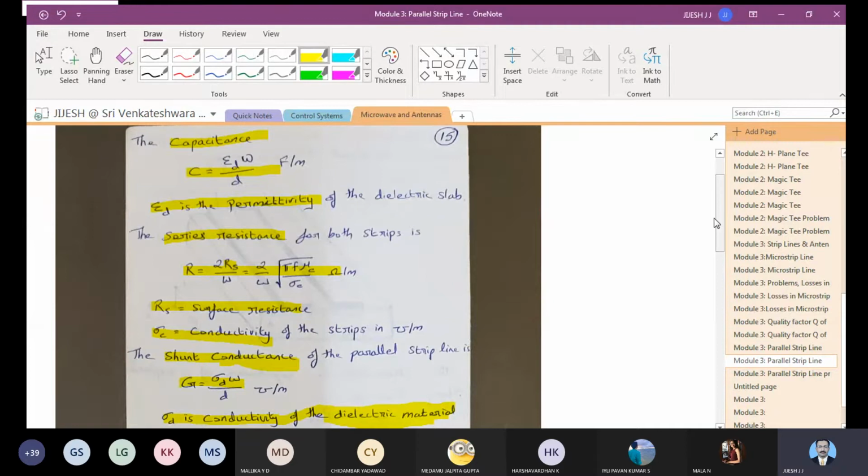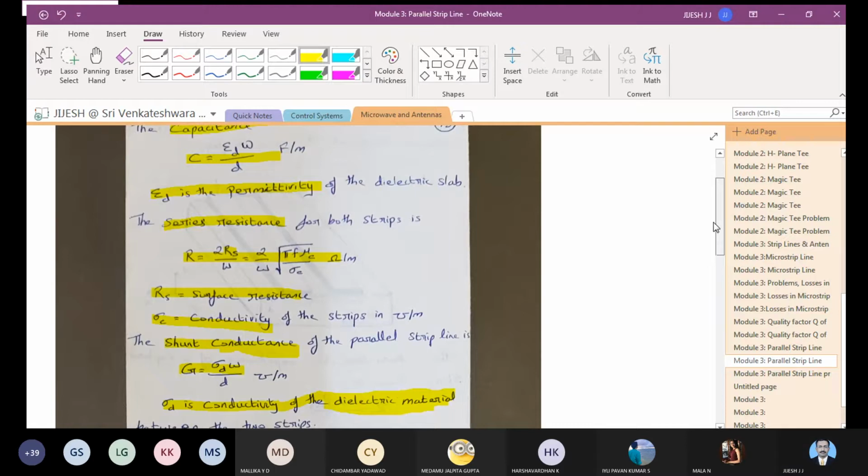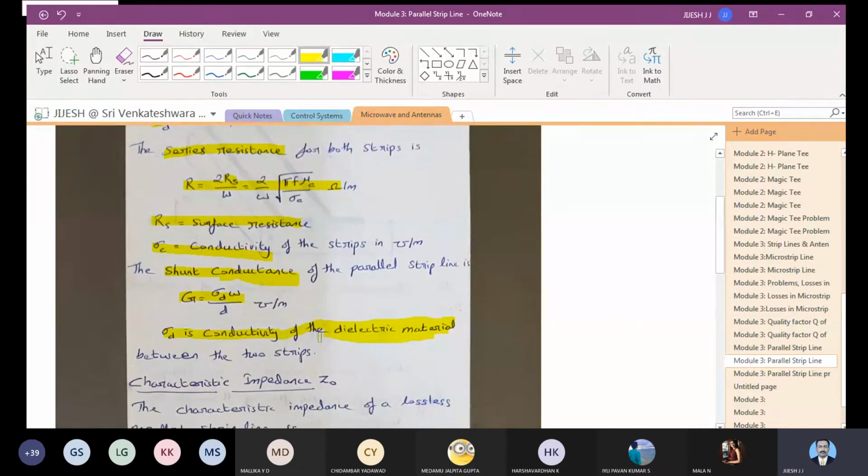So all of you have completed the equation till G, conductance? Yes, sir. Have you completed? Yes. Okay, so write down all these things. Sigma is the conductivity of the dielectric between the two strips.